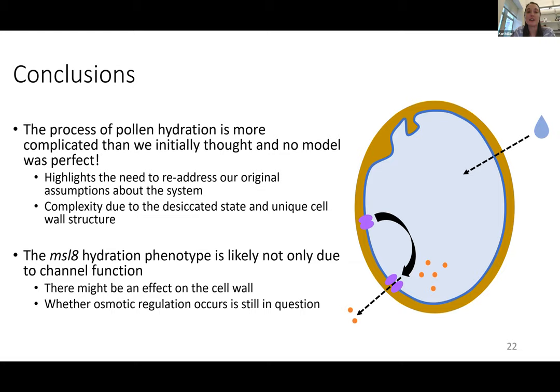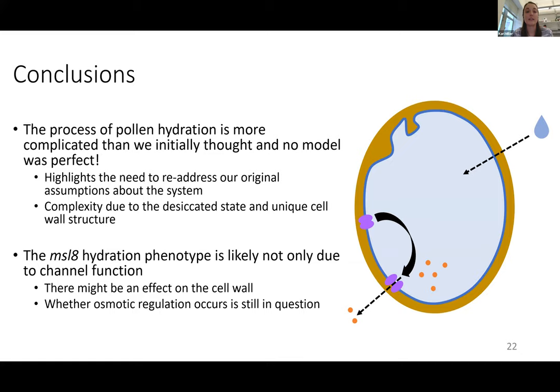So just to conclude, the process of pollen hydration is definitely more complicated than we initially thought. And it seemed like no model was absolutely perfect. There was no clear standout. And it definitely highlights the need to kind of readdress our original assumptions about the system. There's definitely complexities. You know, it's desiccated and it has that really unique cell wall structure. There's lots of different ways we could approach testing this.